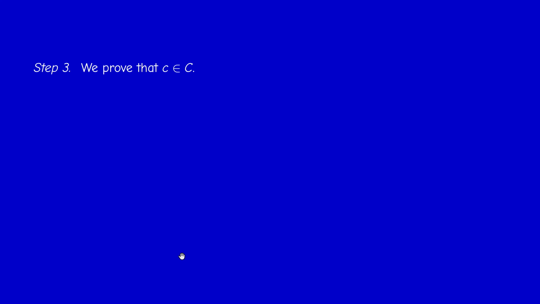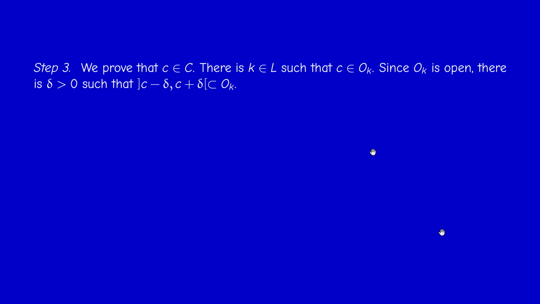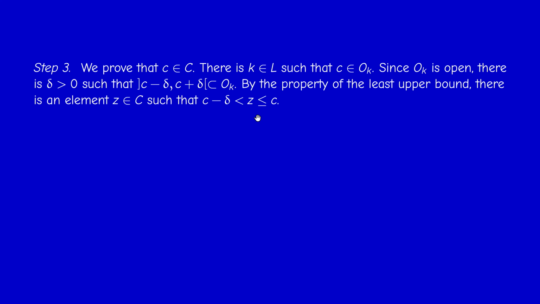So let us prove now that small c, the supremum of C, actually belongs to C. Now c is in the interval [a,b], which is in the union. So c is in the union, therefore it belongs to one of these elements, O_lambda. I call it O_k. So c belongs to O_k. And once again, since O_k is open, then there exists an interval of center c and radius delta totally contained in O_k. Now, by a fundamental property of the supremum, c minus delta is not an upper bound. So we can find an element z in C, which is strictly bigger than c minus delta. And since z is in C, then it's necessarily less or equal than c.